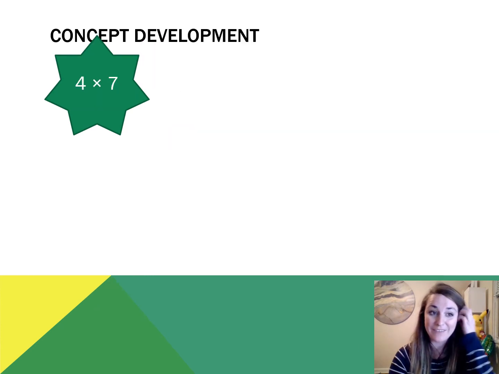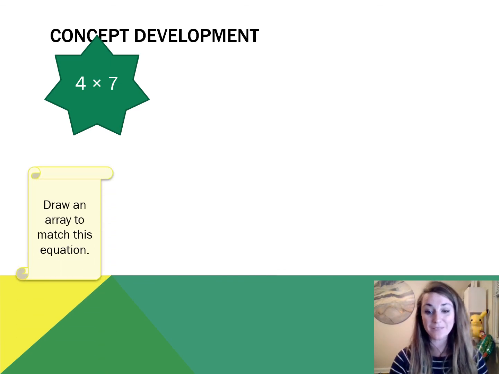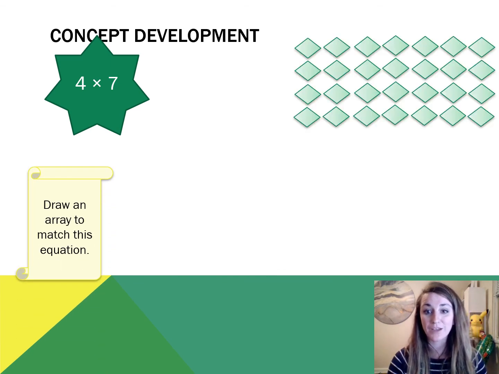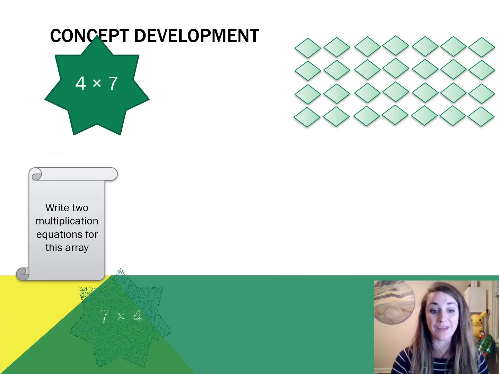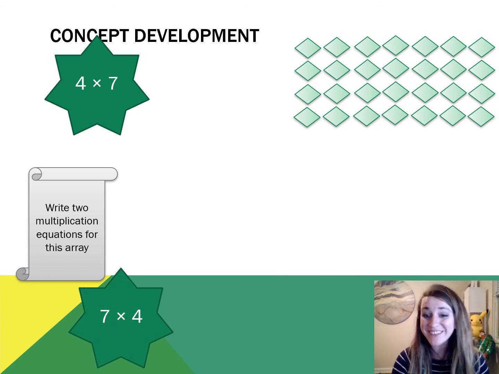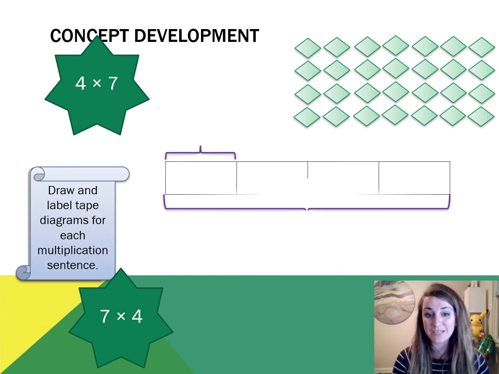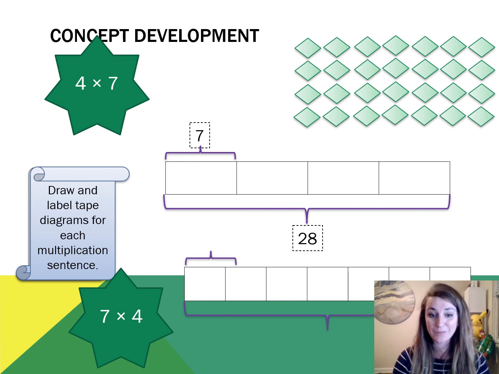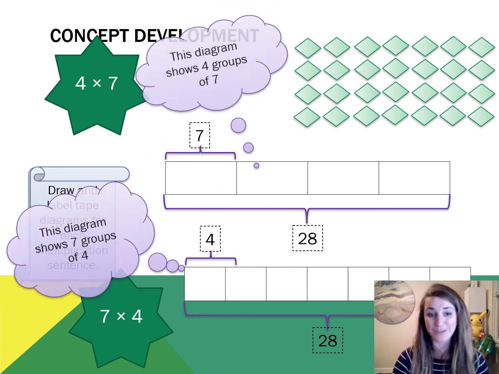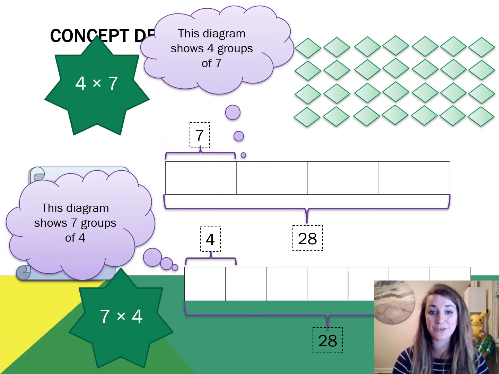Let's try 4 times 7. We'll draw an array to match this equation. 4 rows of 7. Now let's write 2 multiplication sentences for this array. I'm going to just flip the factors. So 4 times 7 is equal to 7 times 4. Let's draw some tape diagrams to match. My first tape diagram shows 4 times 7, 4 groups of 7 with a total of 28. My second shows 7 times 4, 7 groups of 4 with the same total of 28. This diagram shows 4 groups of 7, and the other diagram shows 7 groups of 4.